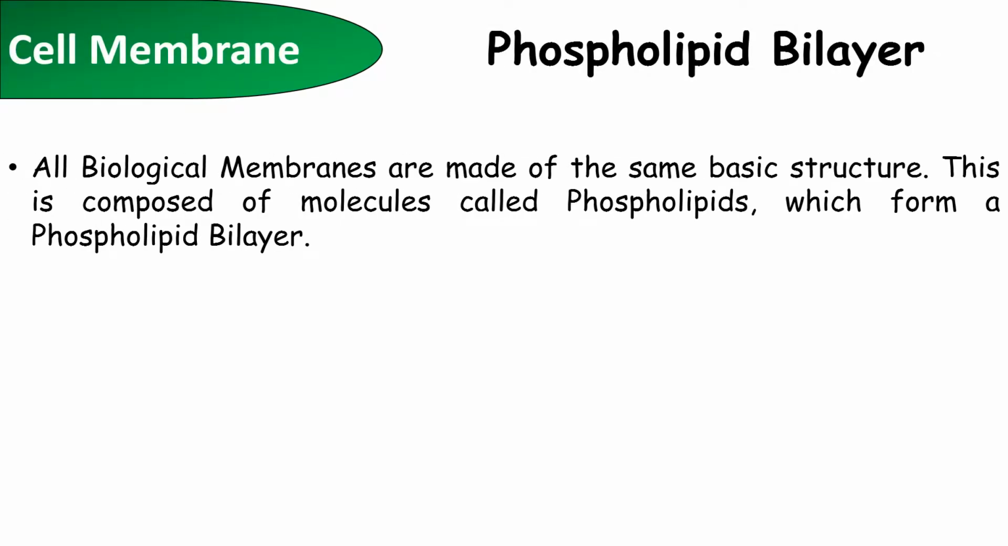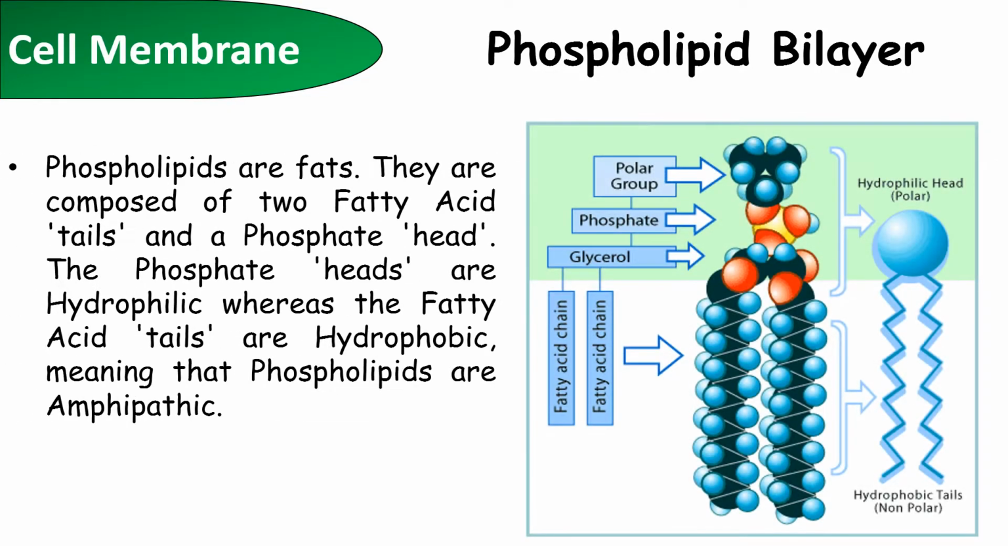The basis of all cell membranes is a phospholipid bilayer. All biological membranes are made of the same basic structure. This is composed of molecules called phospholipids which form a phospholipid bilayer. Phospholipids are fats. They're composed of two fatty acid tails and a phosphate head.